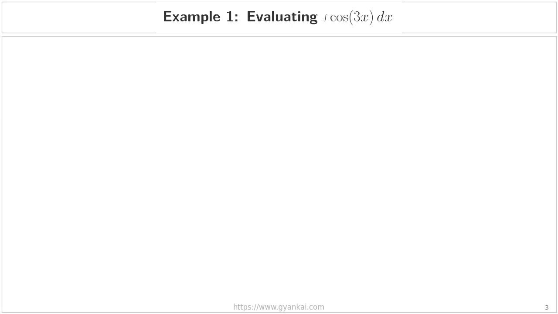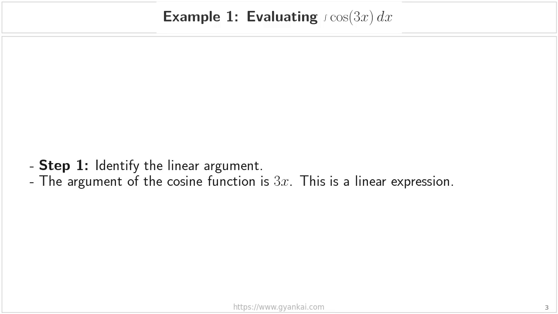Example 1. Evaluating the integral of cos 3x dx. First, step 1 is to identify the linear argument. What does that mean? Well, a linear argument is simply an expression inside a function that's a first-degree polynomial, something like mx + c, where m and c are constants. In our case, the argument of the cosine function is 3x. This is clearly a linear expression because it's just a constant, 3, multiplied by our variable x.